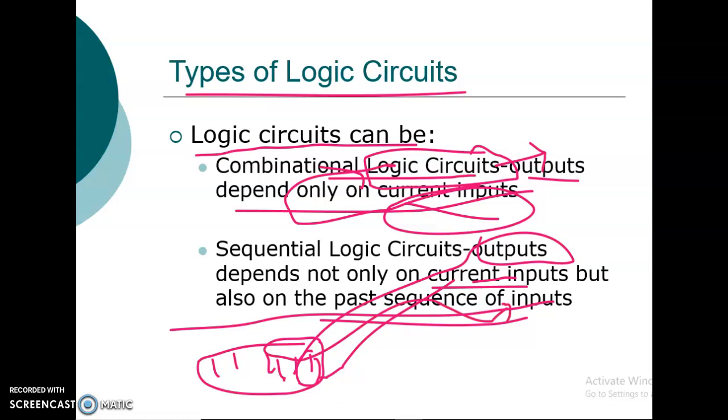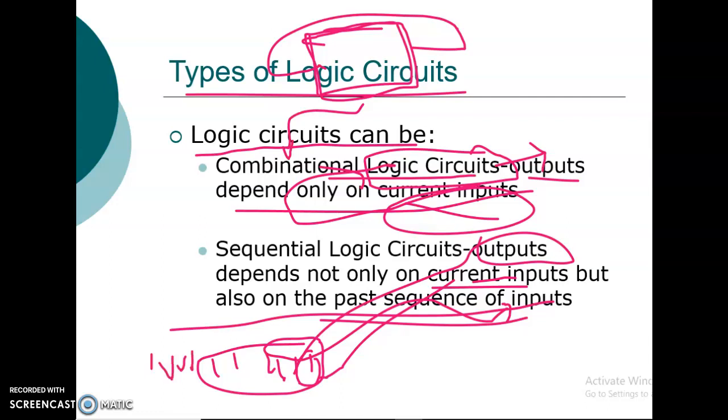But for combinational logic circuits, for example this one, the output depends upon the input only. Whereas in sequential circuits there is a sequence of inputs, and the output depends not only on the current input.